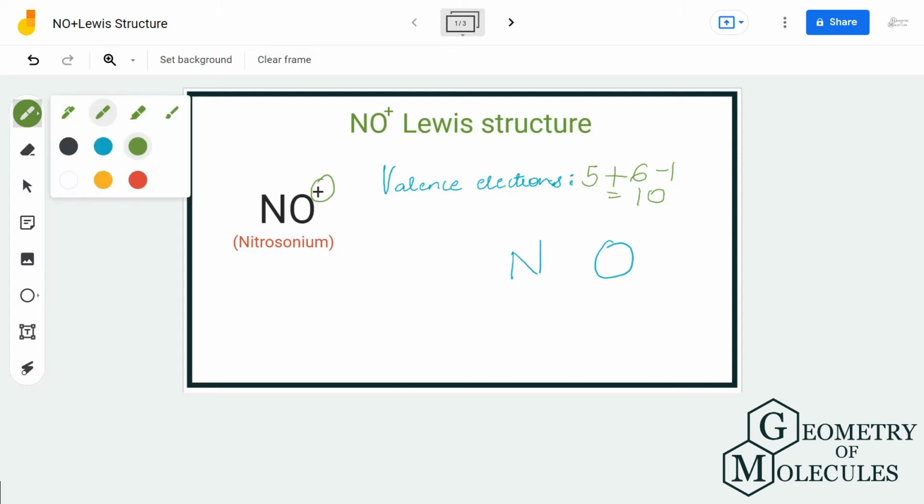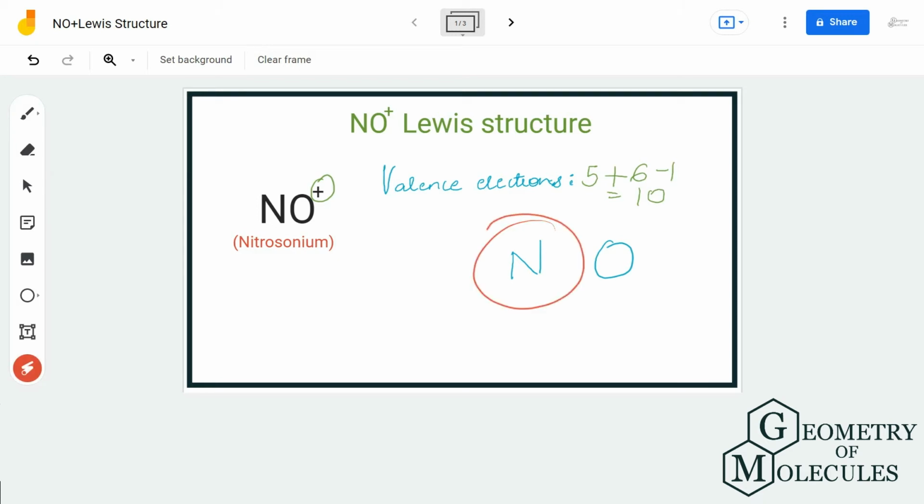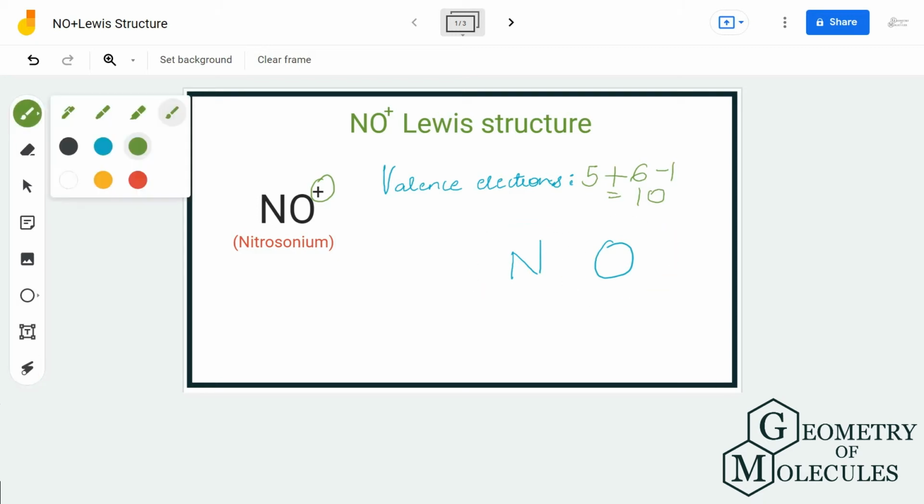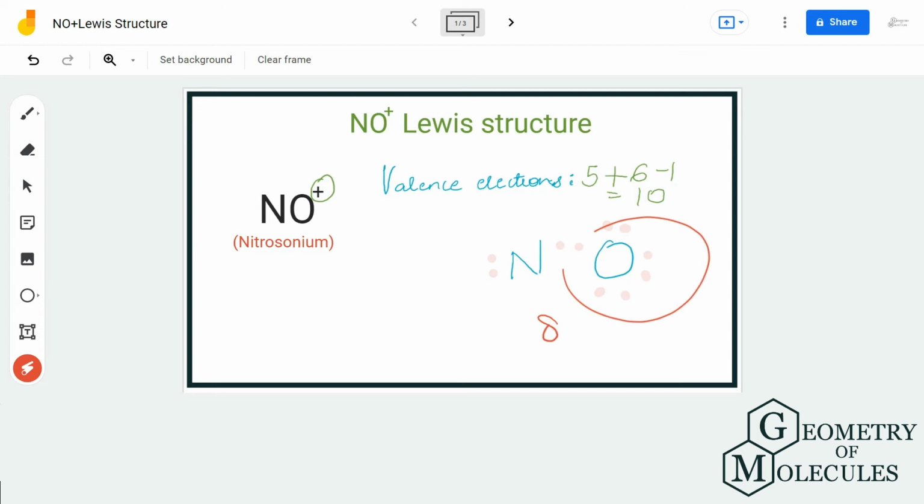Now we are placing nitrogen and oxygen atoms next to each other. To show a bond between these atoms, I am going to place a pair of electrons like this, and I am going to place 6 electrons around the oxygen atom so that it can have a complete octet, and I am going to place the remaining 2 electrons on the nitrogen atom. Now if you look here closely, the oxygen atom has a complete octet because of 8 valence electrons in its outer shell, but when we come to the nitrogen atom, it just has 4 valence electrons.